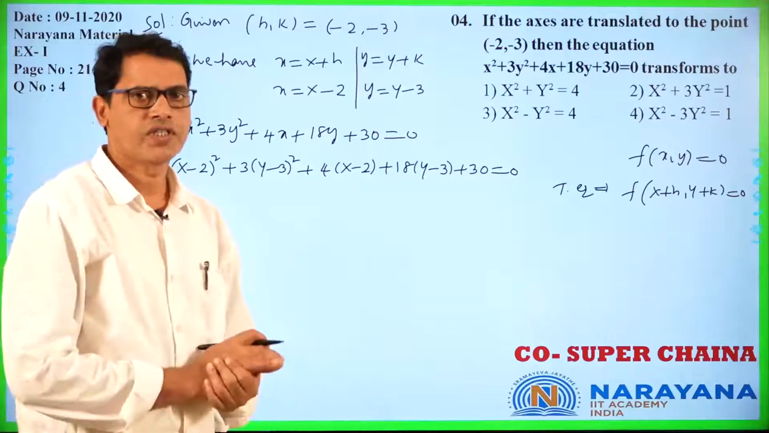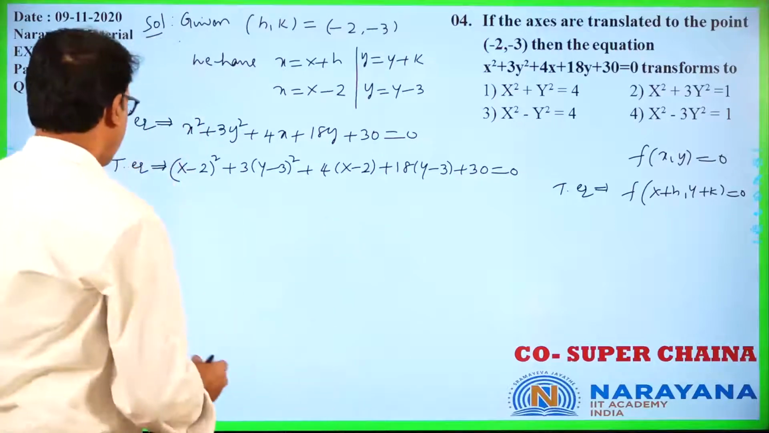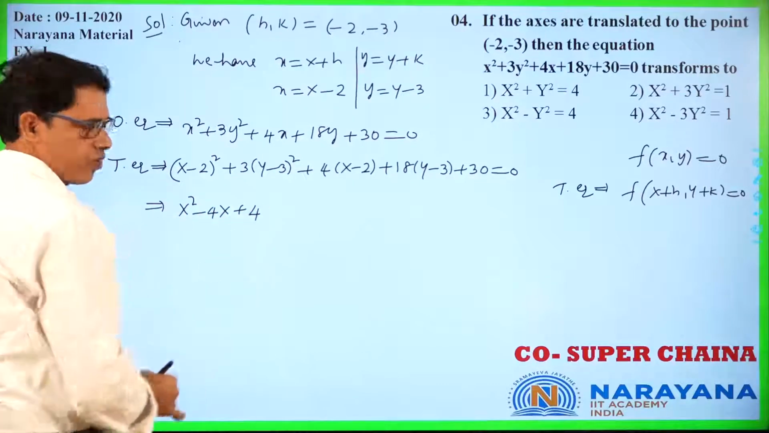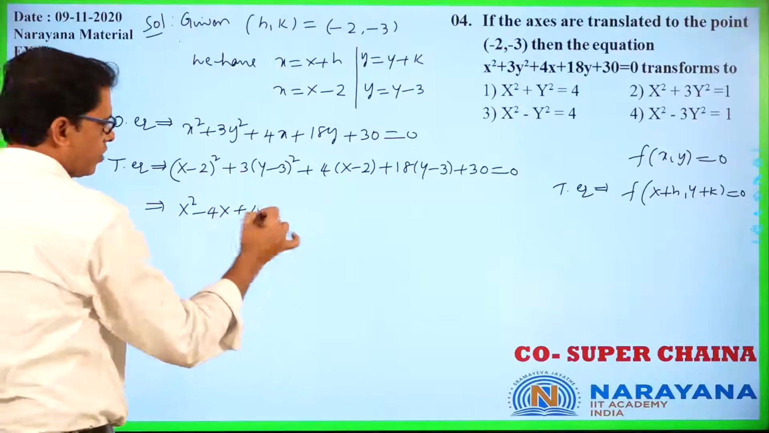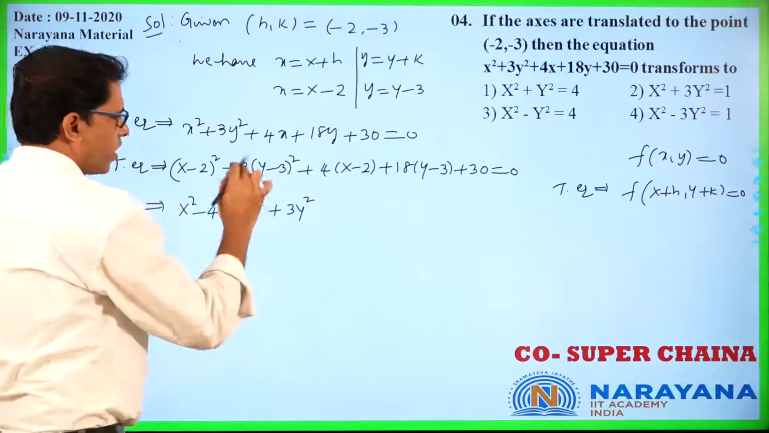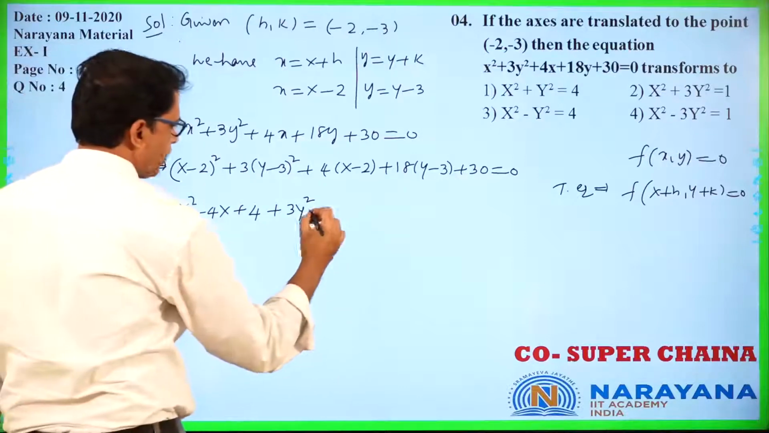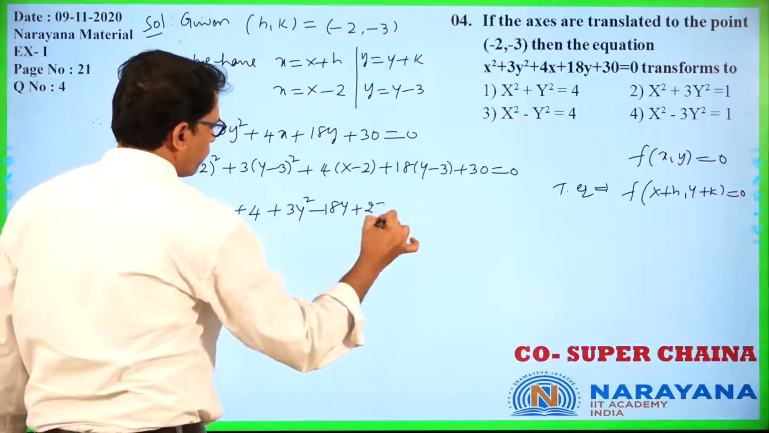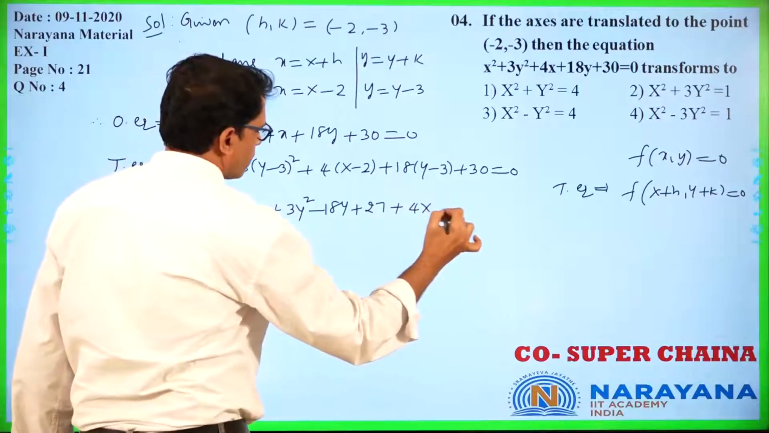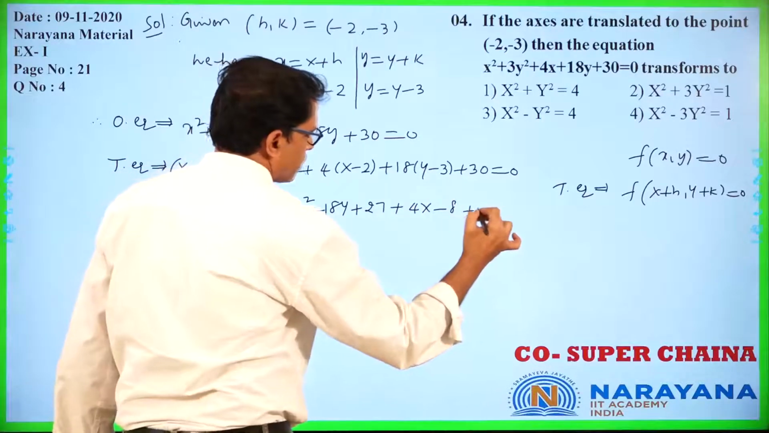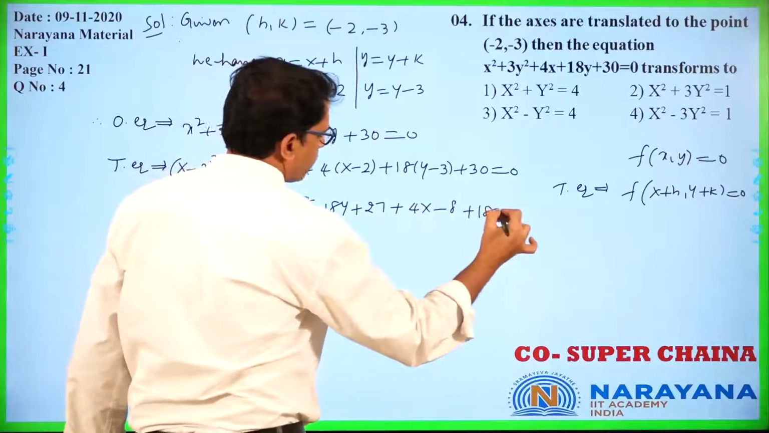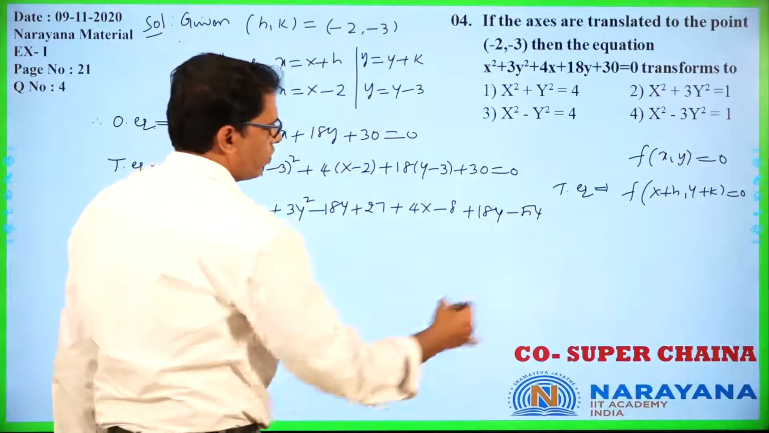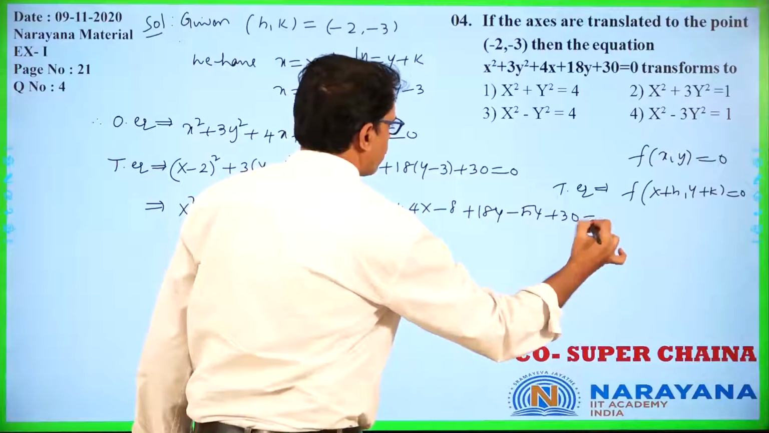Now just a common simplification. Expand this one. So expanding, what do we get? x square minus 4x plus 4. Then expand and multiply by 3: 3y square, minus 18y, and 27. Then 4x minus 8, then plus 18y minus 54, then plus 30 equals 0.